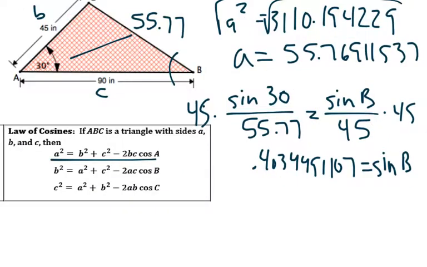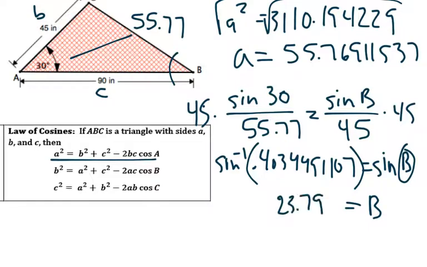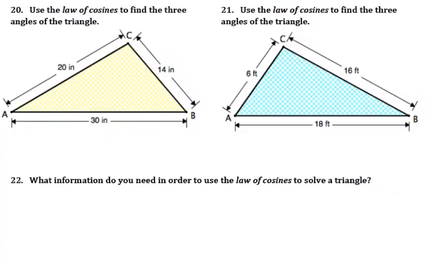So now we do the inverse sine of this, right? And that's going to get us angle B. So the inverse sine of that answer gets us 23.79. So then 180 minus 30 minus 23.79, and we've got 126.21 degrees. And there we go. Okay, so same idea here.